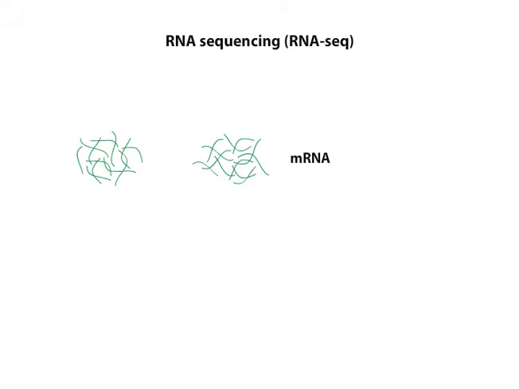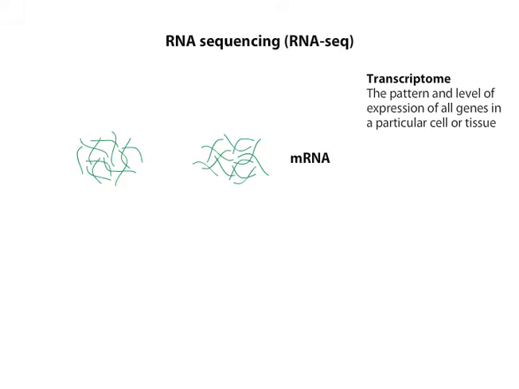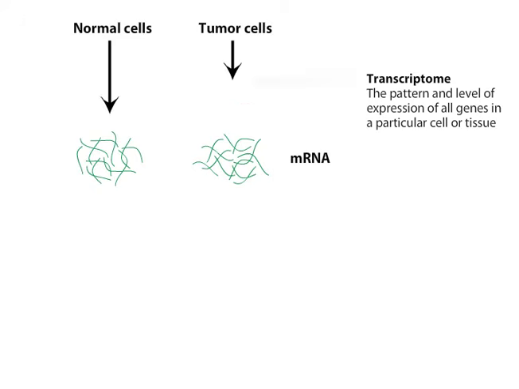RNA sequencing, also known as RNA-Seq, is a technique for investigating an entire transcriptome, which is the pattern and level of expression of all genes in a particular cell or tissue. For example, it is a way to compare the gene expression differences between normal and tumor cells.